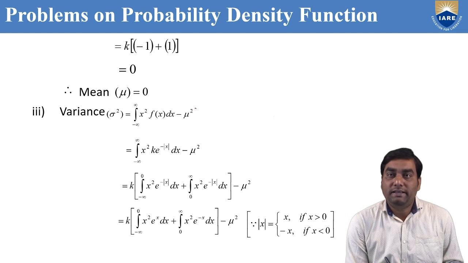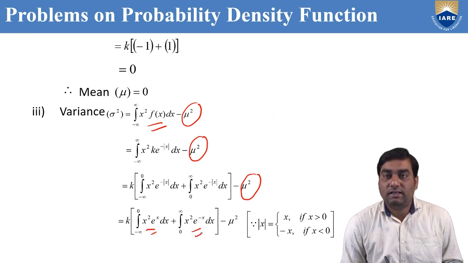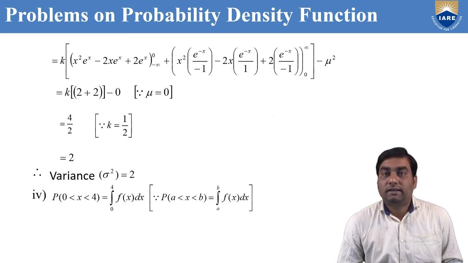After getting mean equal to 0, we can find the variance by using the integral from minus infinity to infinity of x square f of x dx minus mu square. The mu value is 0, therefore mu square is also 0. Now we are going to get x square into e power minus mod x; when you integrate with the k value, we get the variance.